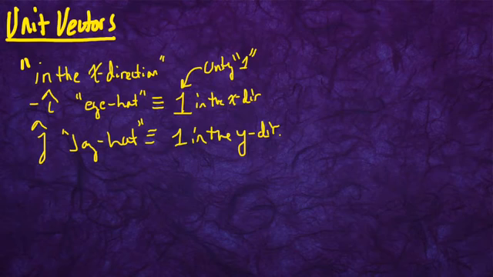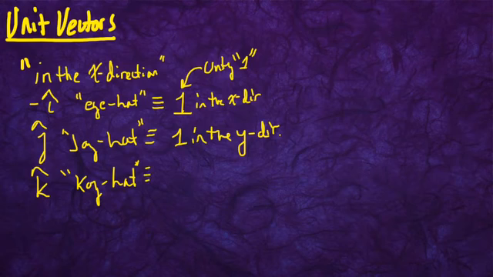And yes, we do have one more, and I'll let you guess what it is. It would be k hat. K hat is 1 unit in the z direction. We don't deal with z a whole lot, but we do from time to time. So you need to understand k hat.